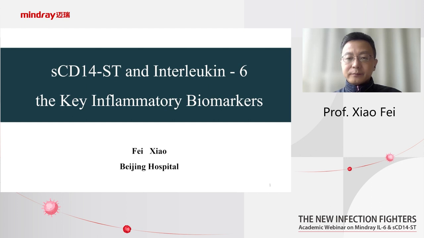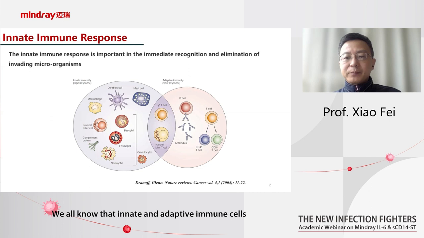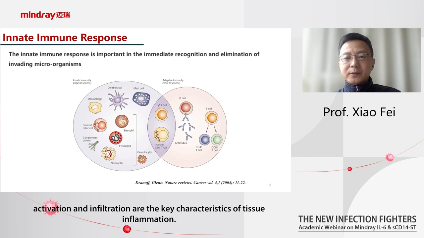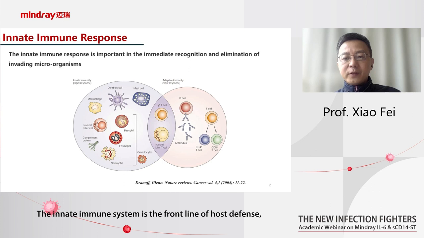We all know that innate and adaptive immune cell activation and infiltration is the key characteristic of tissue inflammation. The innate immune system is the front line of host defense, in which innate immune cells are activated by danger signals, including pathogen and danger-associated molecular patterns, and metabolite-associated danger signals.